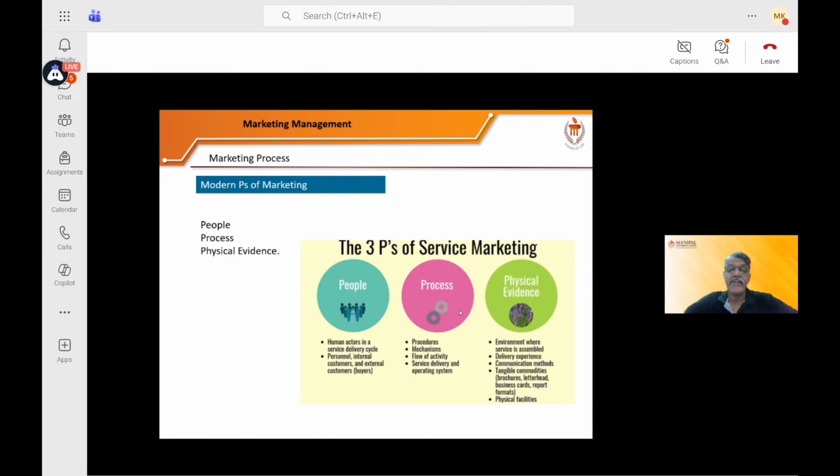Physical evidences refers to all the tangible products. What are tangible products? That you can feel. For example, I can touch this product. Mobile phone, I can touch. Remote control, I can touch. Pen, I can touch. So what am I trying to say? I am seeing the physical evidence of the product.